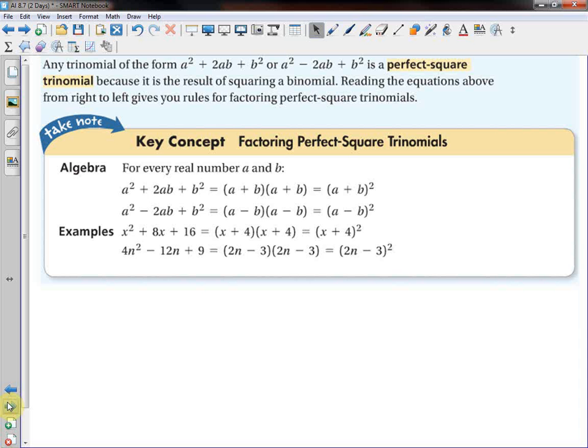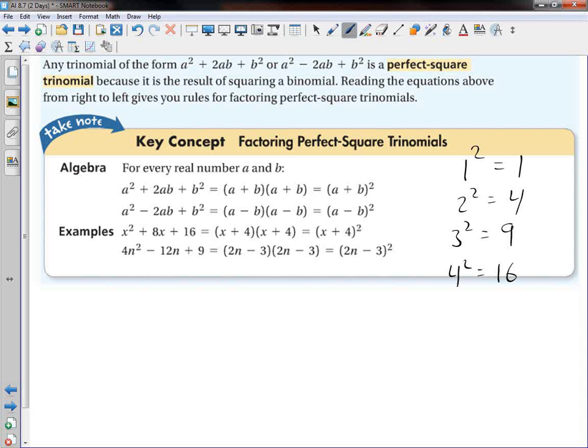So the first key concept that we have here is that there are things that are perfect squares. And what we mean by perfect squares in the most simple term is when we take a number and square it, we get out a nice number. So these are all perfect squares.